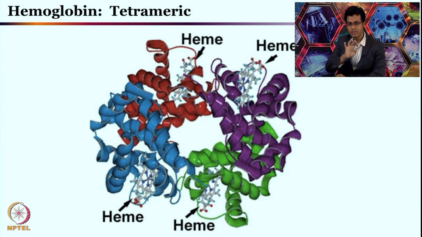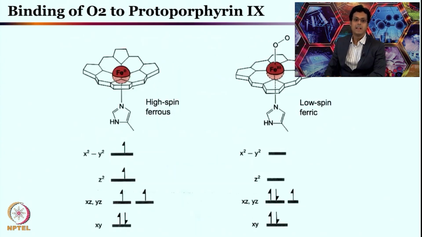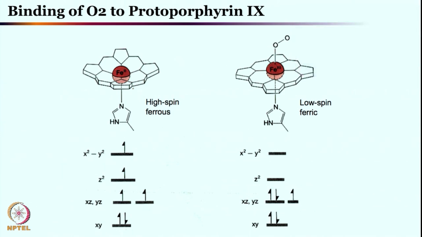The hemoglobin versus myoglobin difference is that it is 4 iron centers in case of hemoglobin and 1 iron center in case of myoglobin, that is fine. You have seen a tabulated format which differentiates hemoglobin and myoglobin in the previous class. Now, binding of oxygen to protoporphyrin 9, we have seen it is also quite exciting.